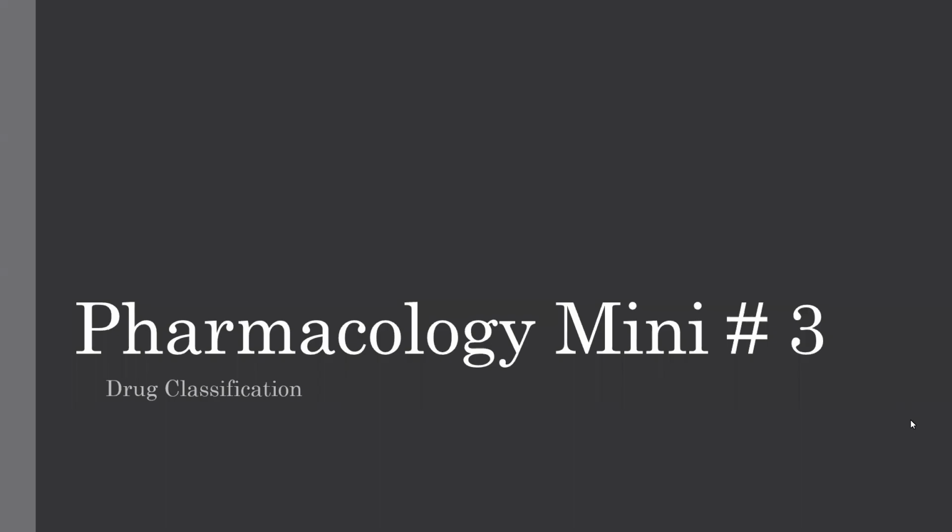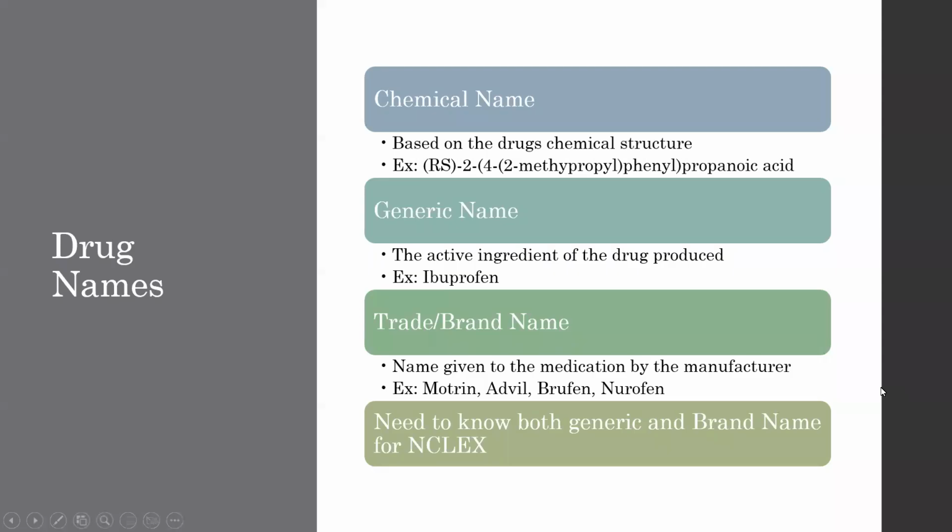Welcome to Pharmacology Mini number 3, where we'll talk about drug classification. To start off, the drug names. There's different ways that we can name and identify medications. The chemical name is based on the drug's chemical structure. The generic name is the active ingredient of the drug produced, and the trade or brand name is a name given to the medication by the manufacturer.